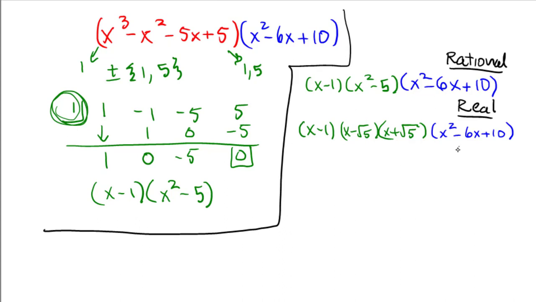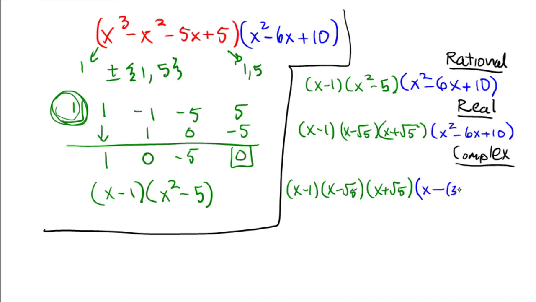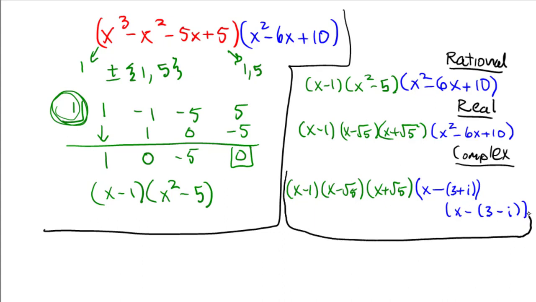So what's the next level of numbers? That would be complex. If we allow complex numbers, then we do allow those imaginary pieces, and so now we could factor into x minus 1, x minus radical 5, and x plus radical 5. And the blue would further break down into x minus, and the solution that we were given at the beginning was 3 plus i. And then the other solution by the complex conjugate theorem must be 3 minus i. So this would be a complete factoring over the complex numbers.